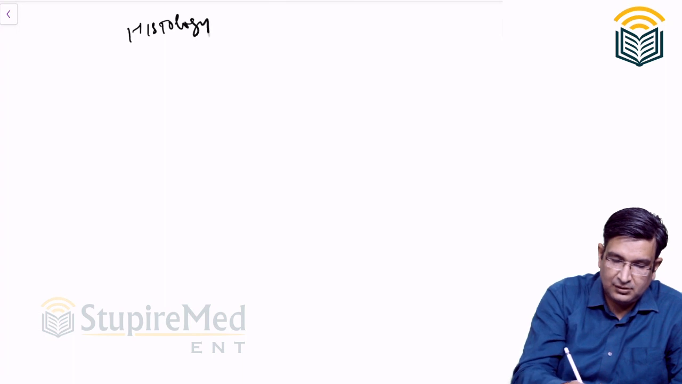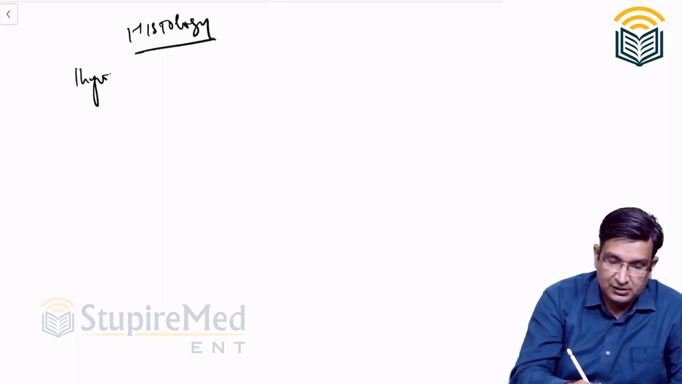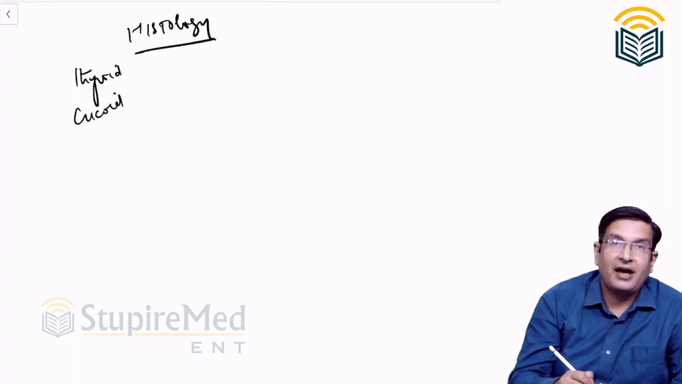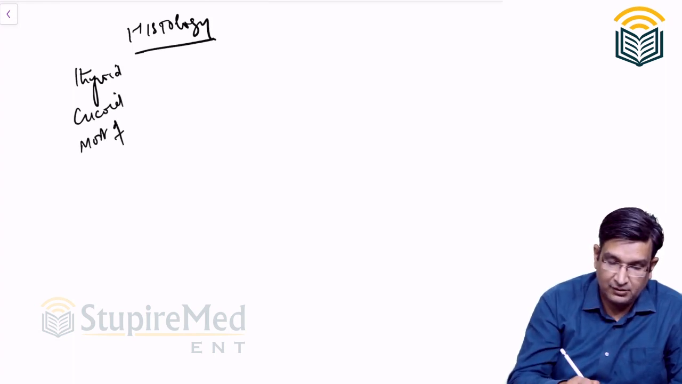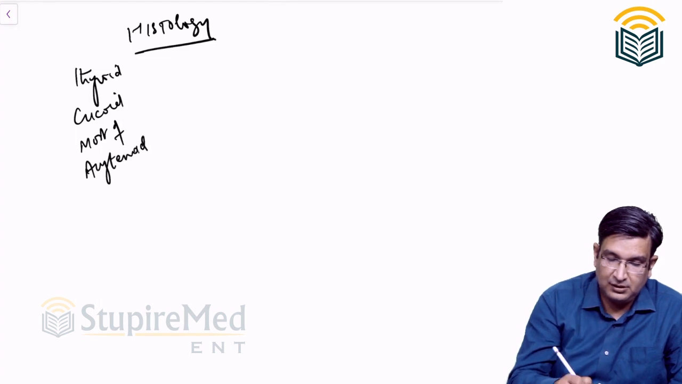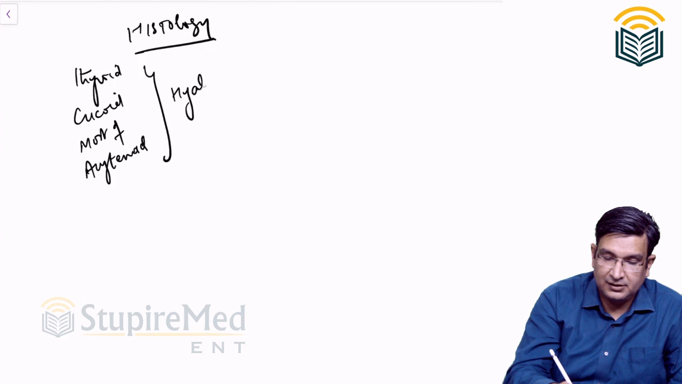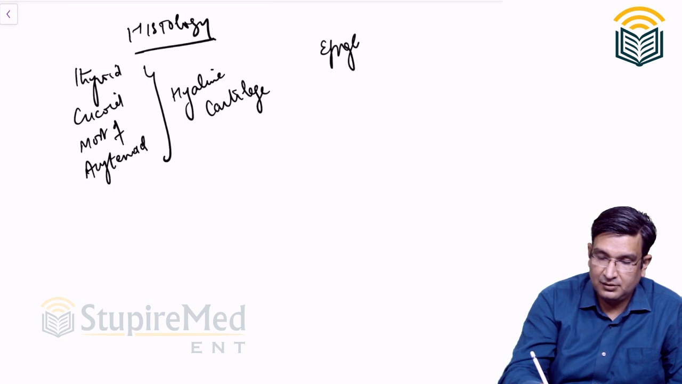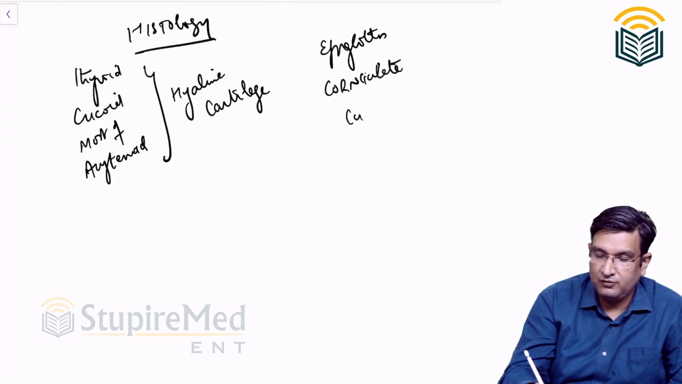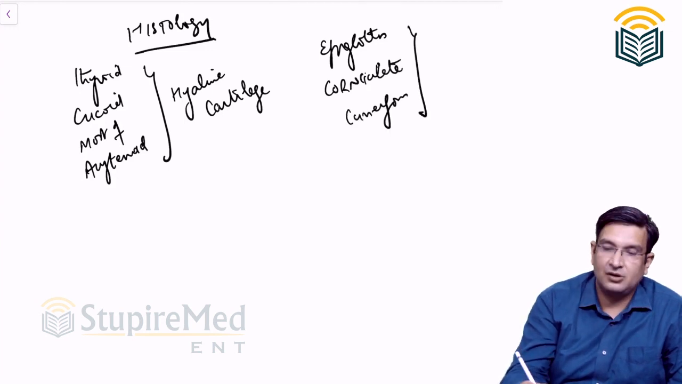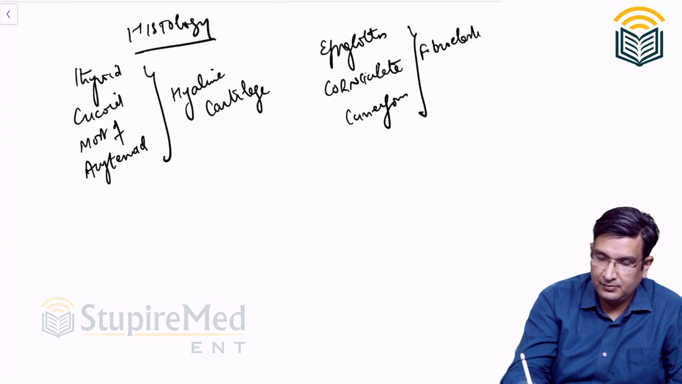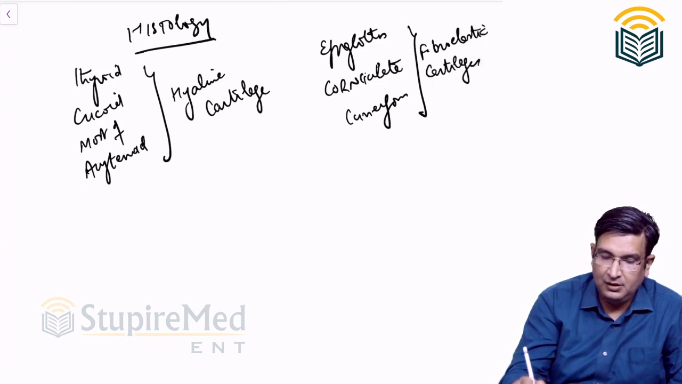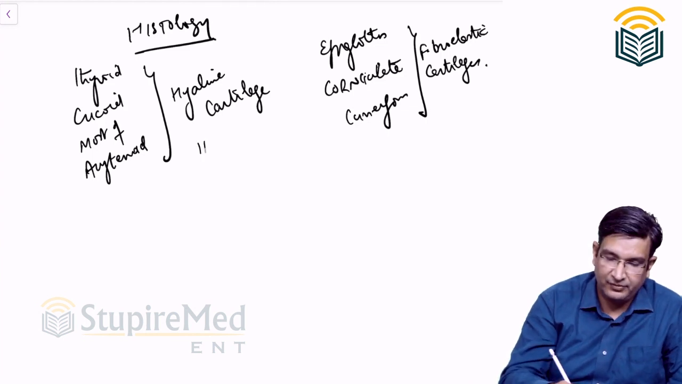So the histology of these cartilages: the thyroid cartilage, cricoid cartilage, and most of the arytenoid cartilage are all hyaline cartilages. While the epiglottis, corniculate cartilage, and cuneiform cartilage are all fibroelastic cartilages. Because they are hyaline cartilages, they ossify.